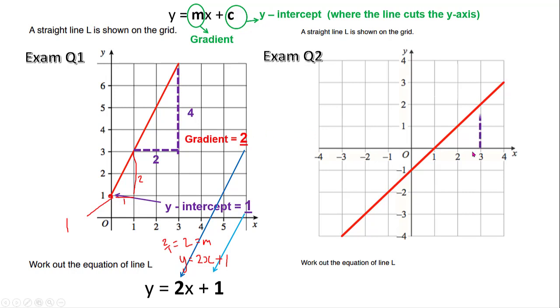Right, the answer for the second one, look at this, that's 2. Rise is 2 and the run is 2. Or the change in y is 2 and the change in x is 2. 2 divided by 2 is 1. What's the y-intercept here? Minus 1. Substitute that into the equation y equals mx plus c. And you get y equals x minus 1. Very straightforward. Well done if you got those two.